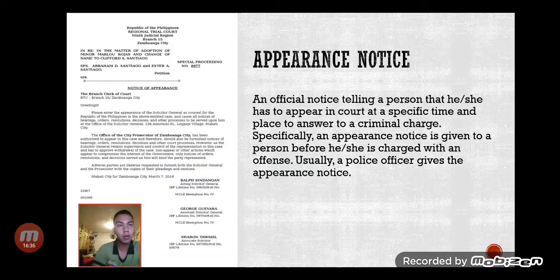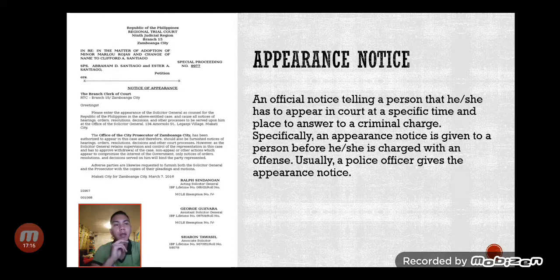Then next one is appearance notice. An official notice telling a person that he or she has to appear in a court at a specific time and place to answer a criminal charge. So ang appearance notice, the person has not yet been charged of a crime. So wala pa siya na-chargean og crime. So this notice will serve as a notification for the person to answer to a criminal charge.